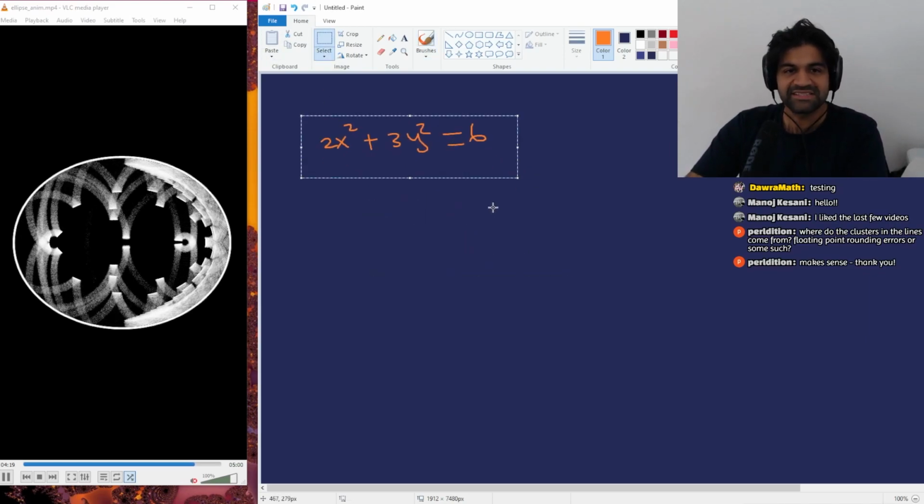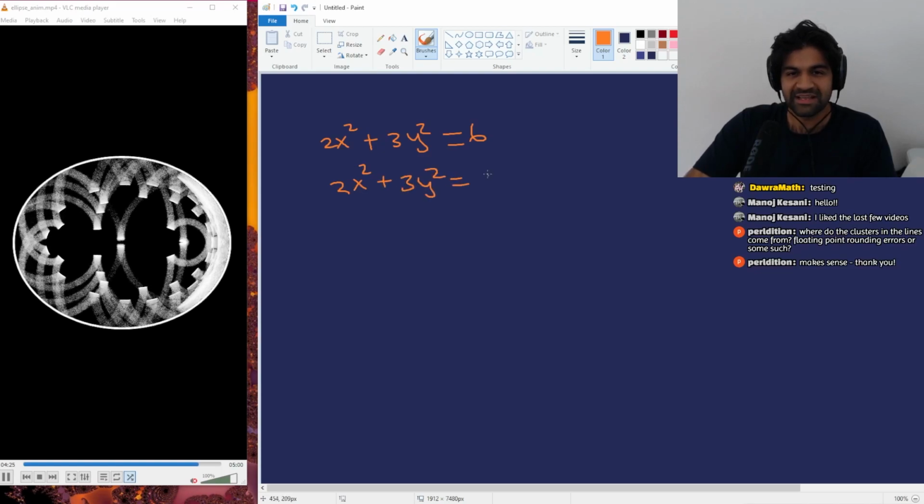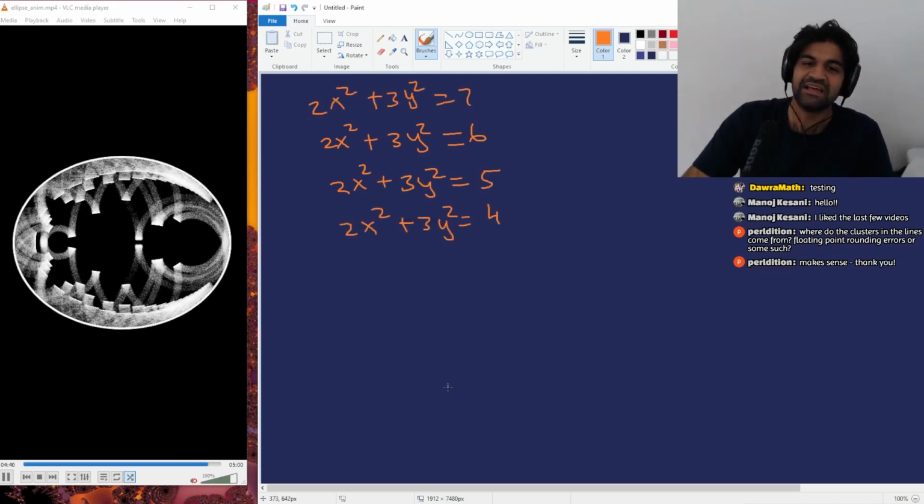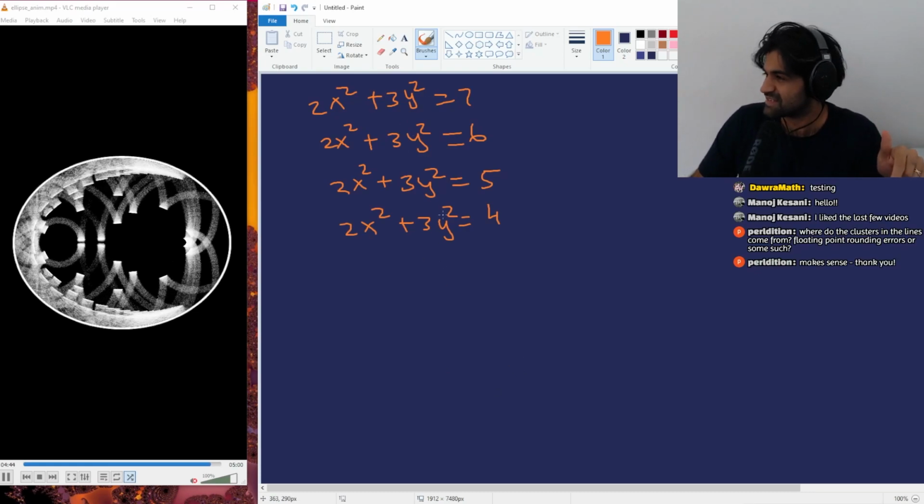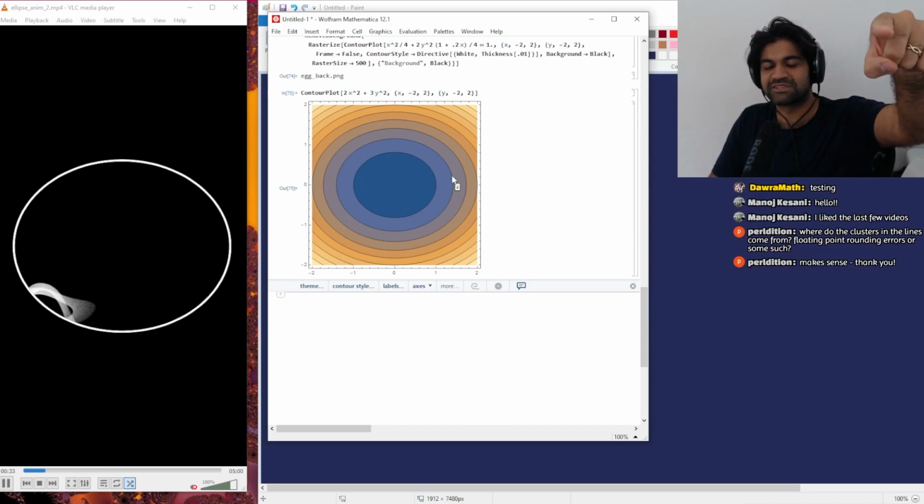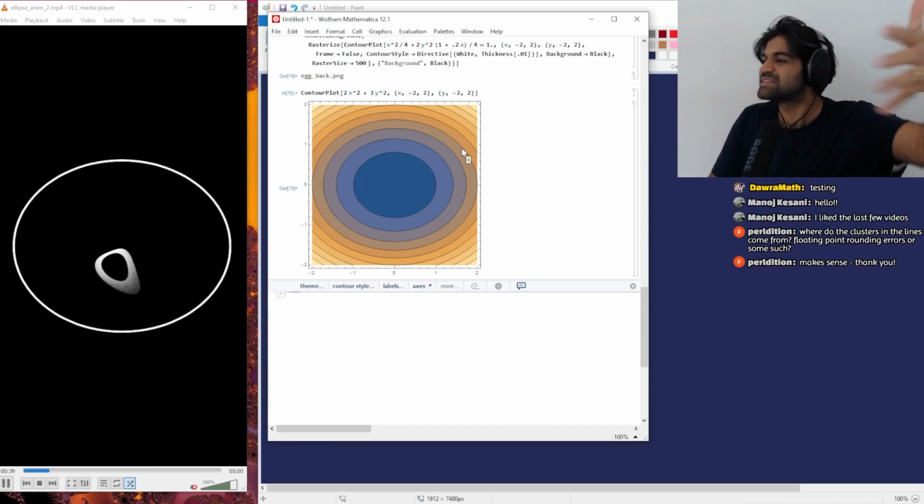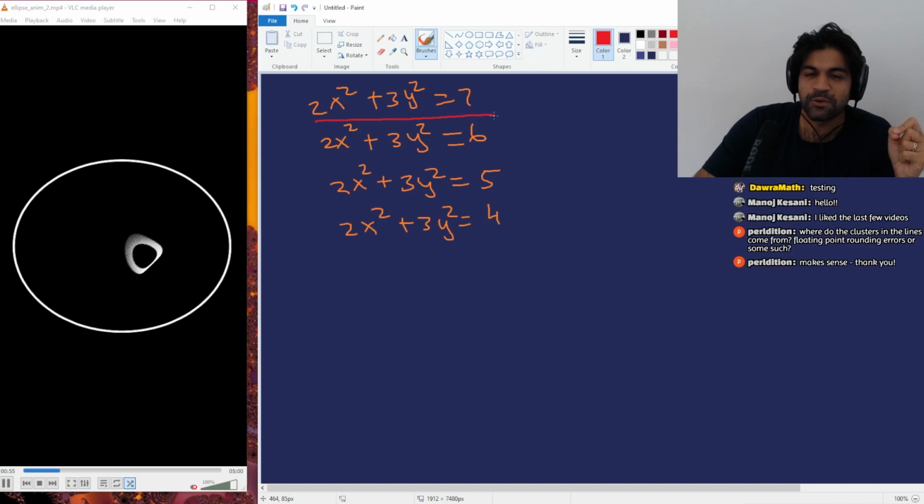Now you might notice that if you do 2x squared plus 3y squared equals 5, you'll get a different ellipse. If you were to plot all of these together, you would get what's called a contour plot for this equation. So this is what the curve looks like if you set 2x squared plus 3y squared equal to 2. This is what the curve looks like if you set it equal to 4, and so on and so forth. So you get different ellipses. This ellipse is the one that I want to reflect across.